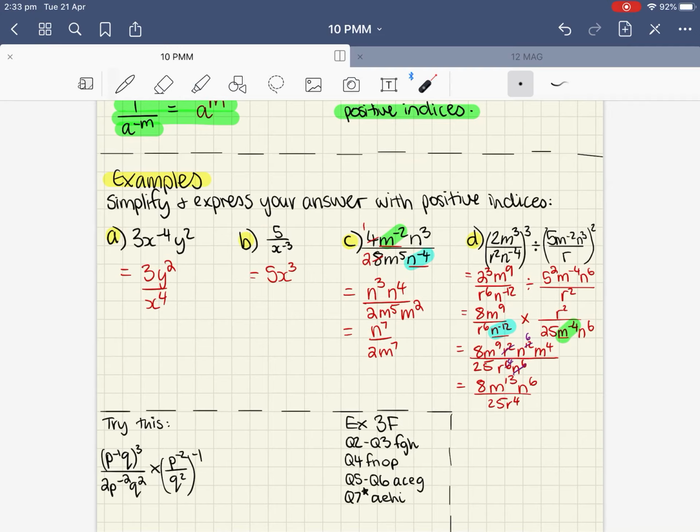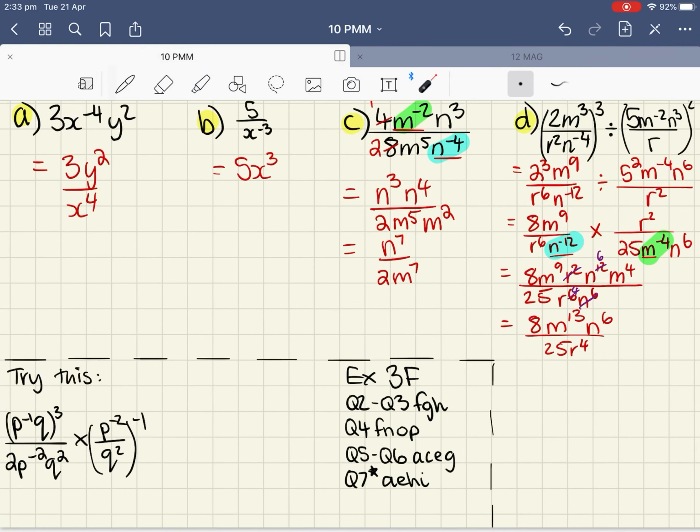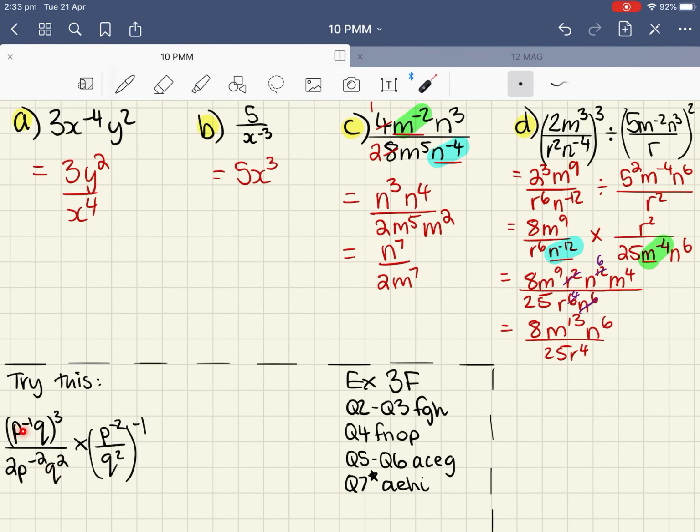Now, I want you to have a go at this question here. It's very similar in that it's a bit clunky. There's some negatives in the wrong spots, and there's even a negative here. Have a go at that one. Send me your working, upload to OneNote. The answer I got for this one was PQ squared on 2. Let's hope you get that too.